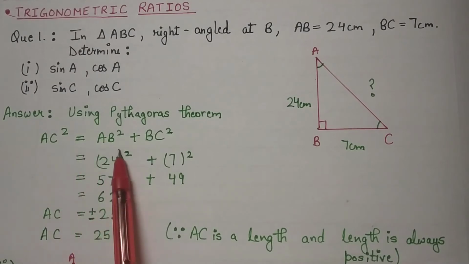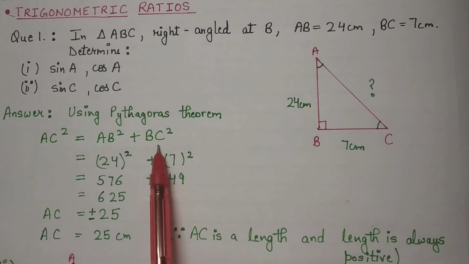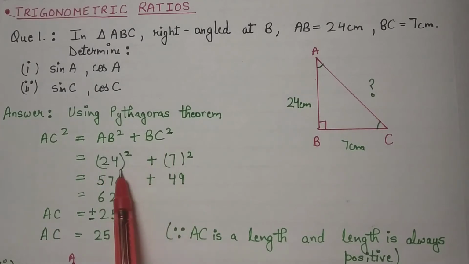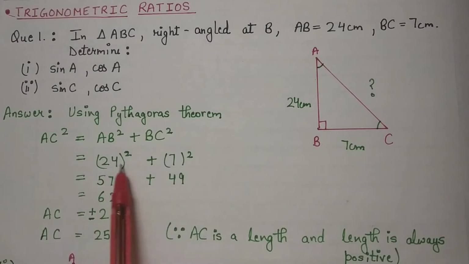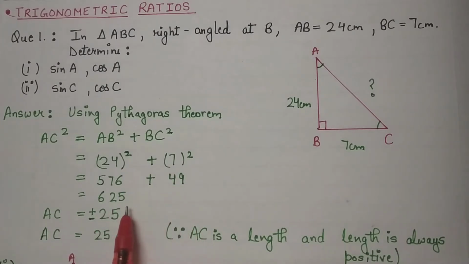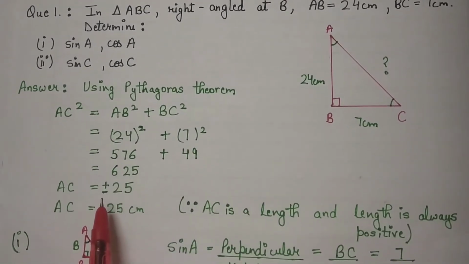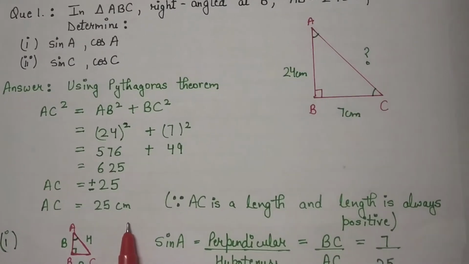AC square is equal to AB square plus BC square, that is hypotenuse square is equal to perpendicular square plus base square. Filling the values, AB is 24, BC is 7. Now squaring, 24 into 24 is 576 plus 7 multiply 7 is 49, adding 625. Then taking the square root, AC is equal to plus minus 25. AC is equal to 25 centimeter. We neglect the negative sign because AC is a length and lengths are always positive.